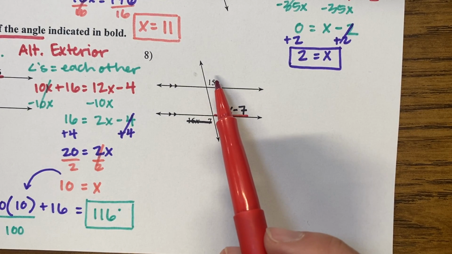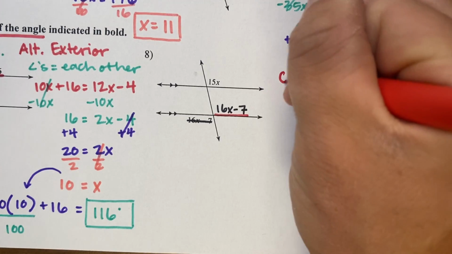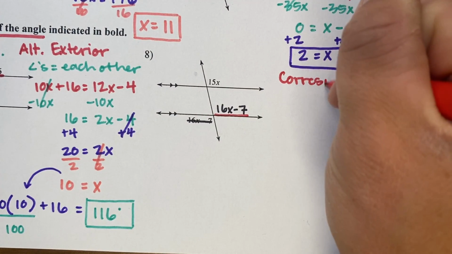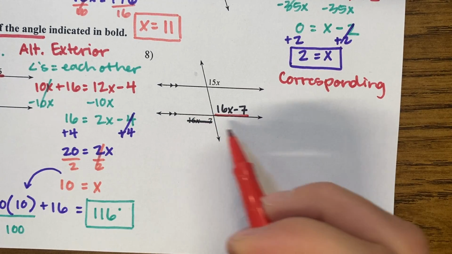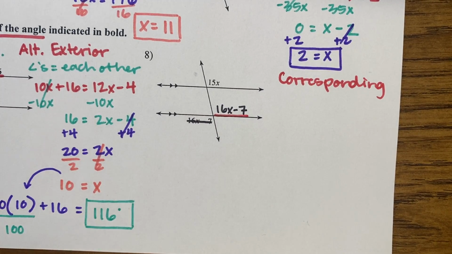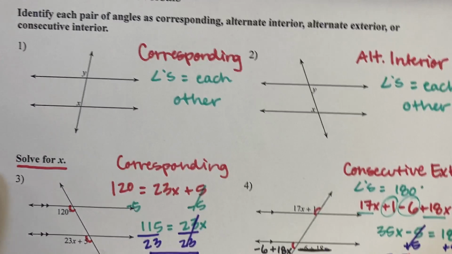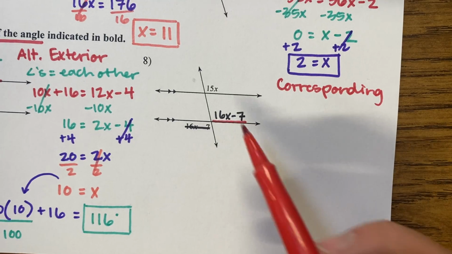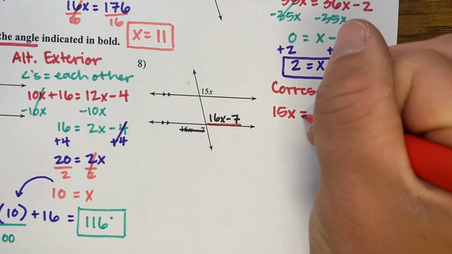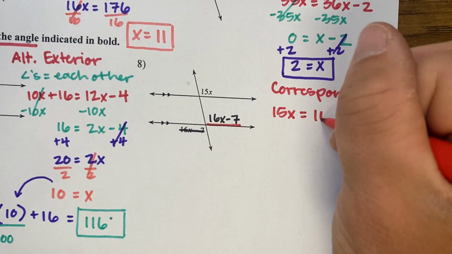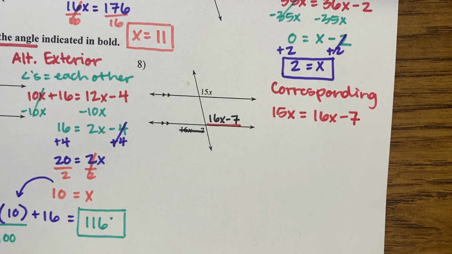Okay, so I see that one is in the top right, the other is in the top right, so we know that these are corresponding angles. Same spots on those little four squares. Well, we already know from number 1 that corresponding angles equal each other, so we can take our first angle, 15x, and set it equal to our other angle, 16x minus 7.